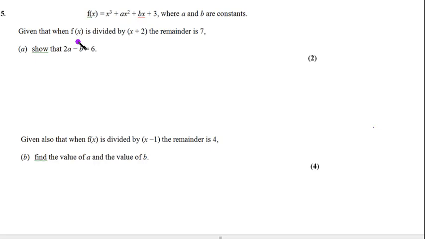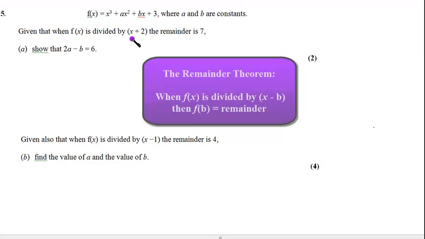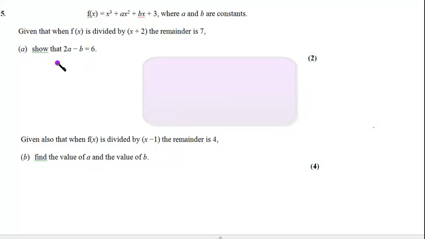F of x is divided by x plus 2, and the remainder is 7, and we're going to show this. So we're going to use the remainder theorem. With the remainder theorem, we make this bit equal to 0, so x equals minus 2 gives you that 0. When we put minus 2 into this, that will give you the remainder, 7. That's the remainder theorem. So let's find f of minus 2.